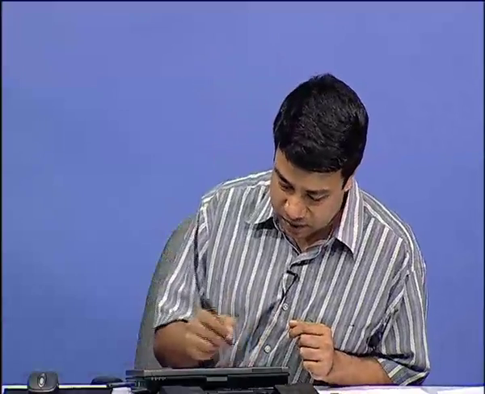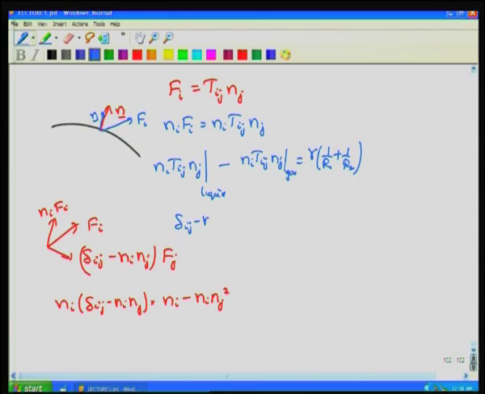Therefore, this can be written as delta ij minus Ni Nj times Fj, which is equal to delta ij minus Ni Nj times Tjk Nk. This has to be equal to 0. The component of the force tangential to the surface on the liquid side has to be equal to 0 because the viscosity of the gas is very small. So, this is how you enforce the stress boundary conditions at a liquid gas interface.